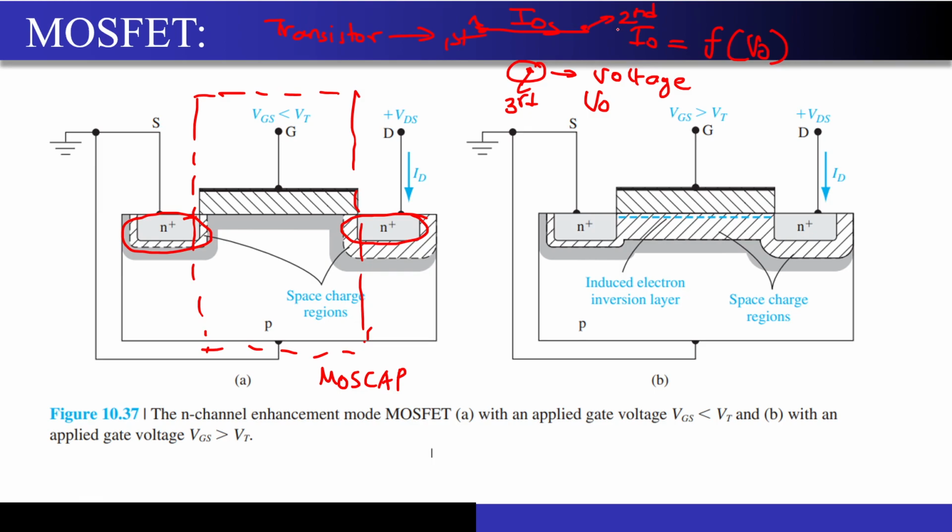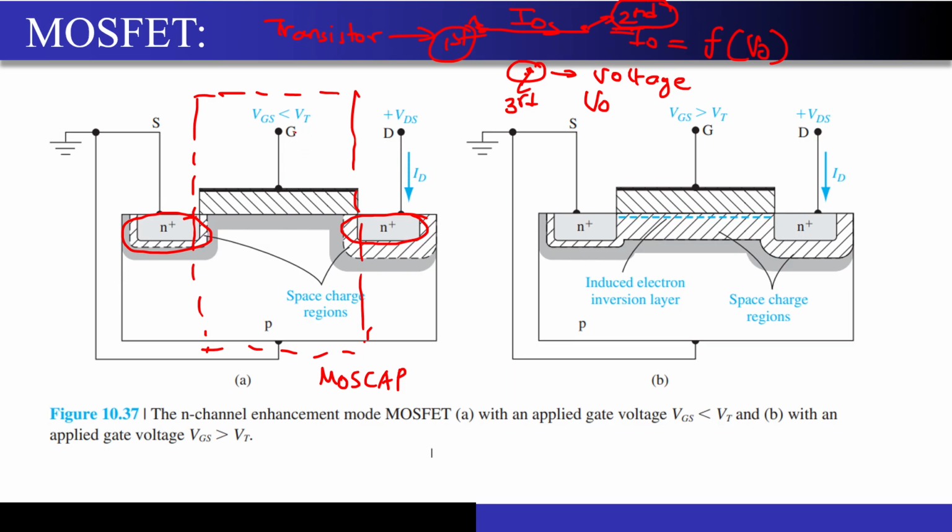Sir must have told you this long back when he was teaching the BJT. The job of the transistor is to control the current using a voltage which is not applied between the two terminals where the current is flowing. The current flows between the first and second terminals, and I apply the voltage at the third terminal to control it.